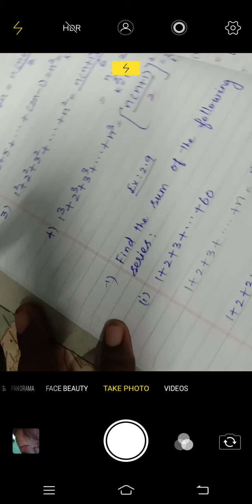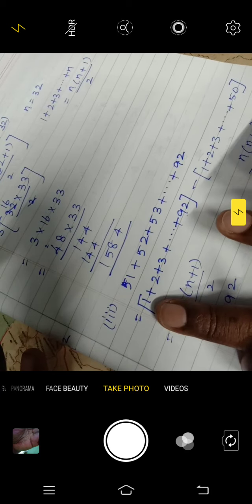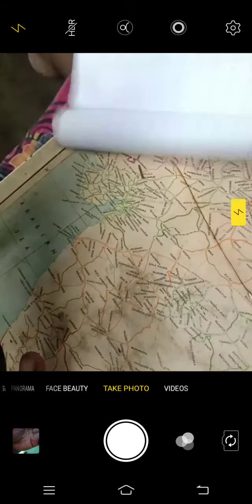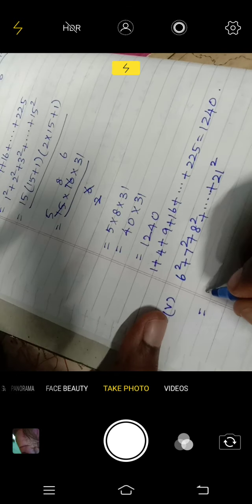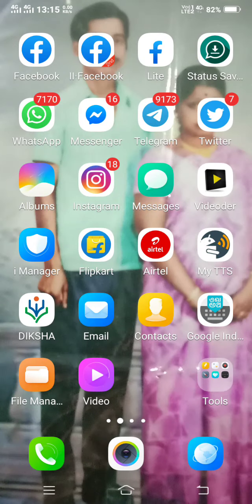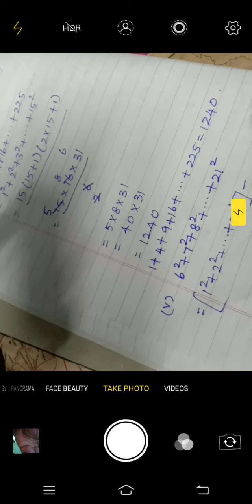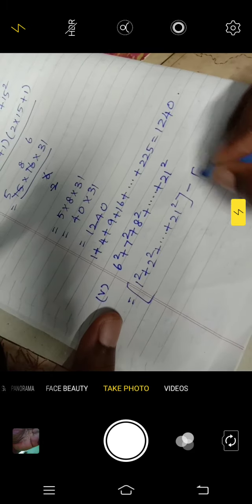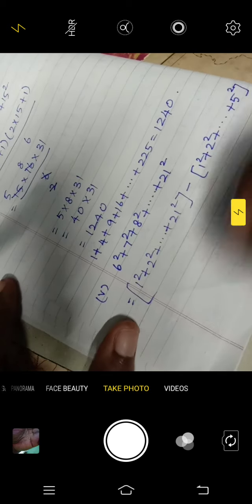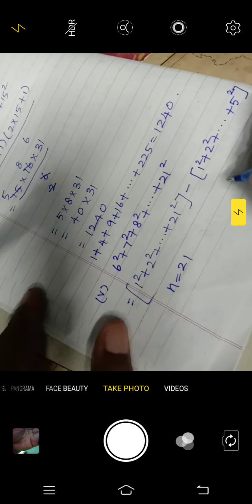as we did earlier, in the third subdivision, we did 1 plus etc. plus 92 minus 1 plus 2 plus 3 plus etc. plus 50. Like that, we have to subtract here also. How will we subtract? First, we have to find the sum of 1 square plus 2 square plus etc. plus 21 square minus 1 square plus 2 square plus etc. plus 5 square. Here n is equal to 21. Here n is equal to 5.